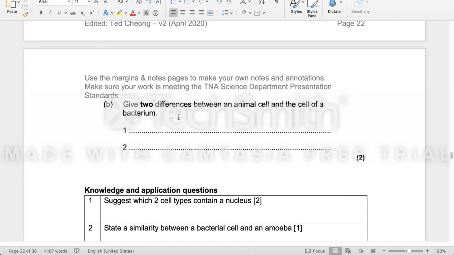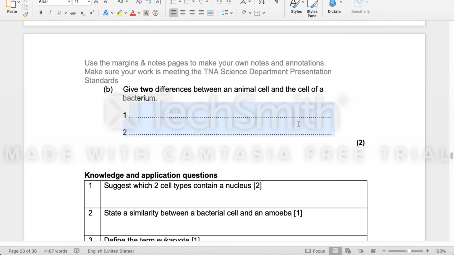So I'm going to move back down here, and let me put down the answer. Animal cells have a nucleus, where bacteria cells do not.